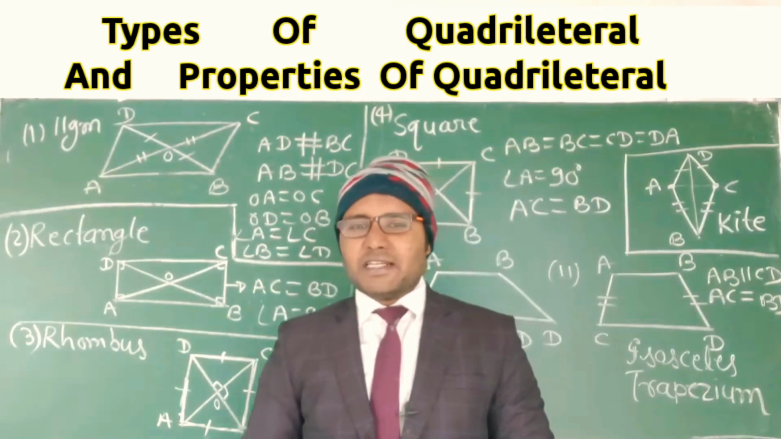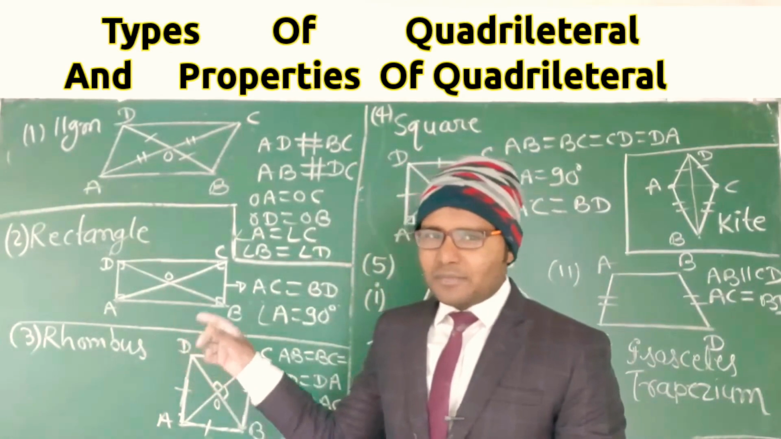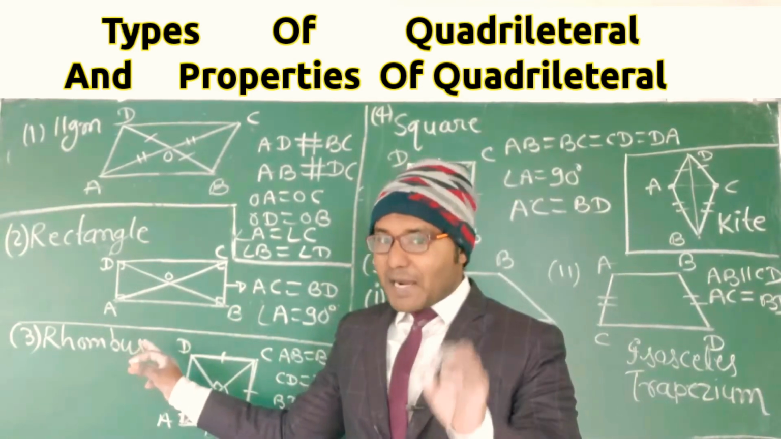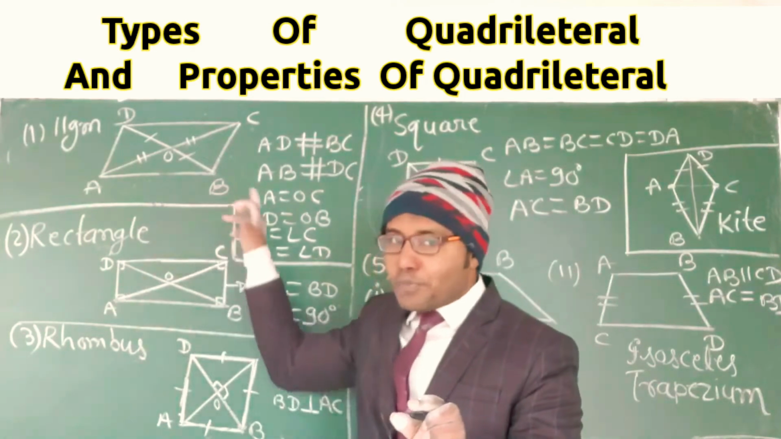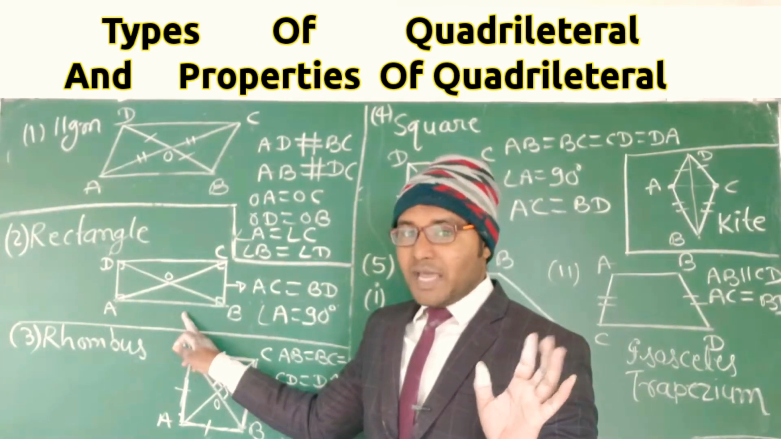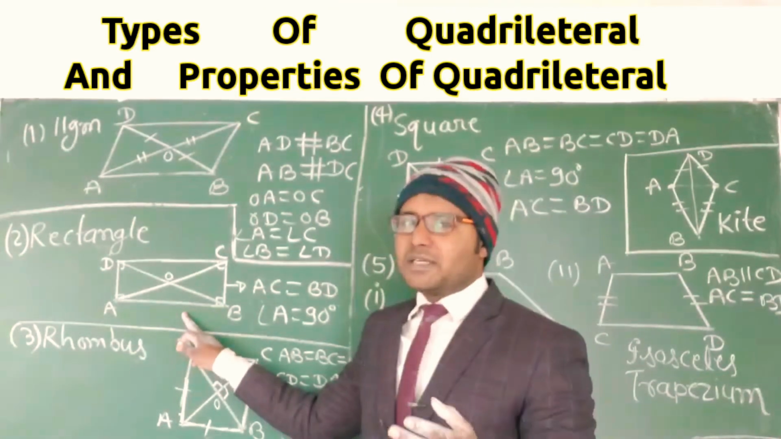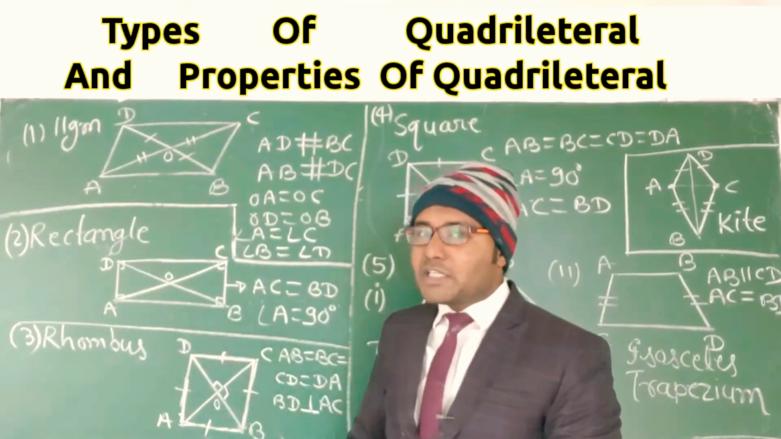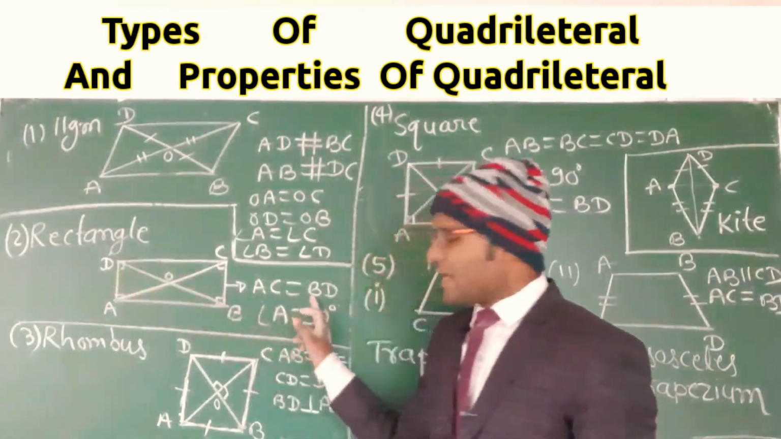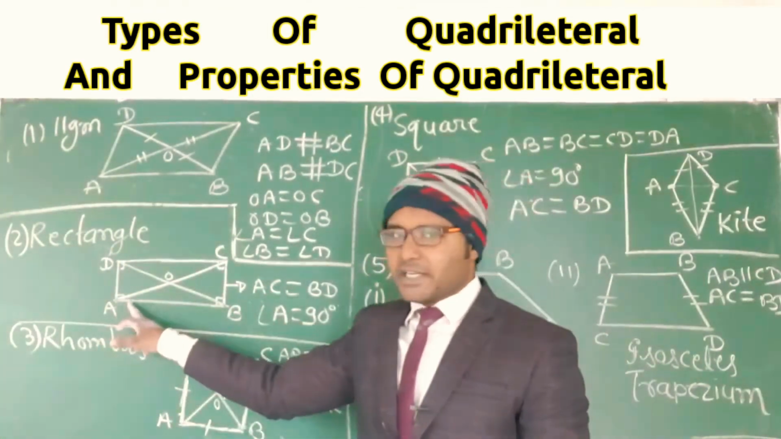Now what is a rectangle? A rectangle is a parallelogram, but a rectangle has 2 more properties. Rectangle is a parallelogram. That means all properties of parallelograms hold here, and 2 more further properties for a rectangle. What are the 2 more properties? Diagonals are equal. That means AC and BD are equal, and one angle is 90 degrees.